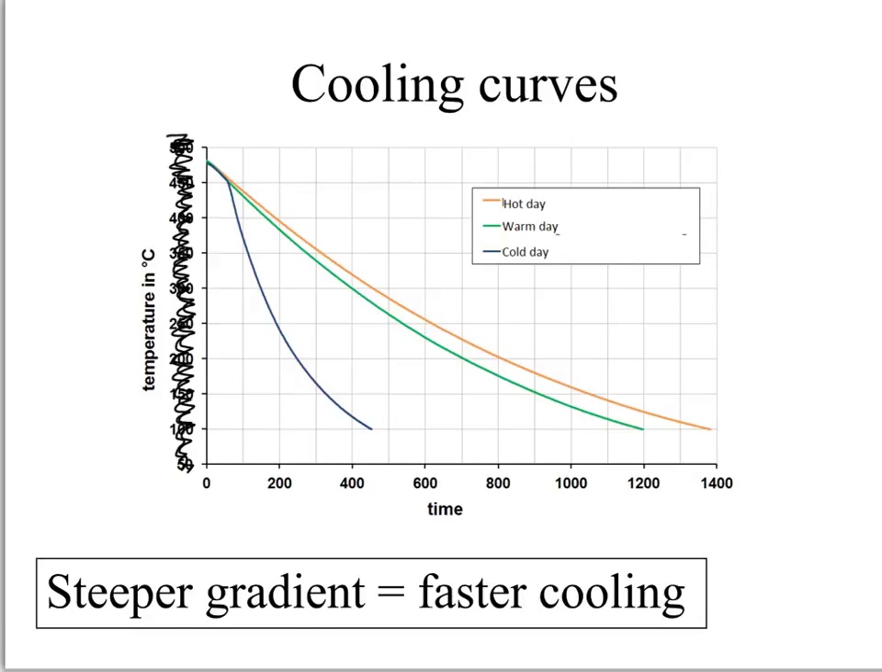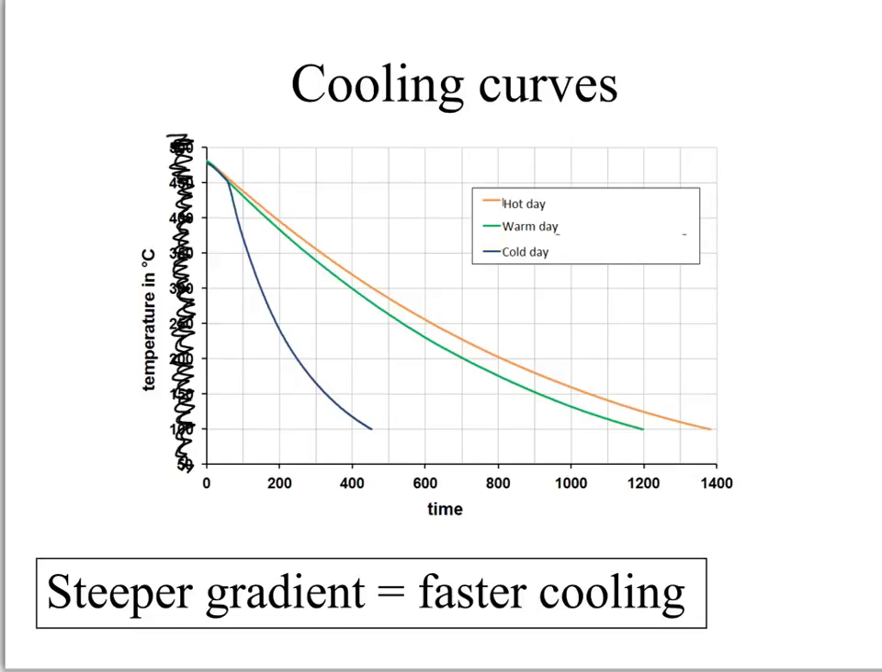The thing we need to think about when we're looking at a graph like this is how steep is the curve. Let's imagine we've got our cup of tea again, and we're thinking about how quickly it cools. Well, this blue line here shows something cooling very quickly. So this could be our cup of tea on a cold day. The orange line, which is much less steep, shows something which is cooling more slowly. So that could be our cup of tea on a warm day. And the green line in the middle there, something in between. We can take from this that the steeper the gradient of the line, the faster something cools.